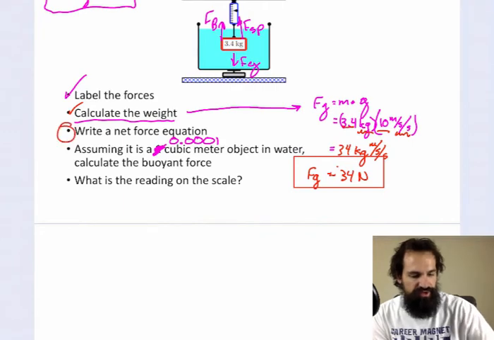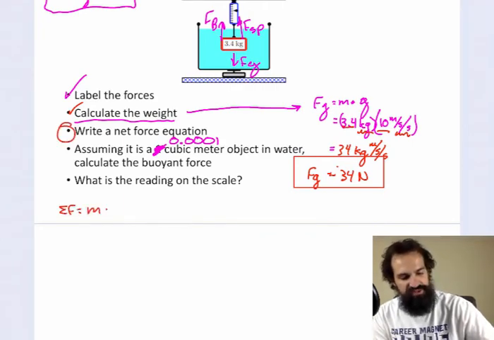Now you need to write your net force equation. Net force is equal to mass times acceleration.